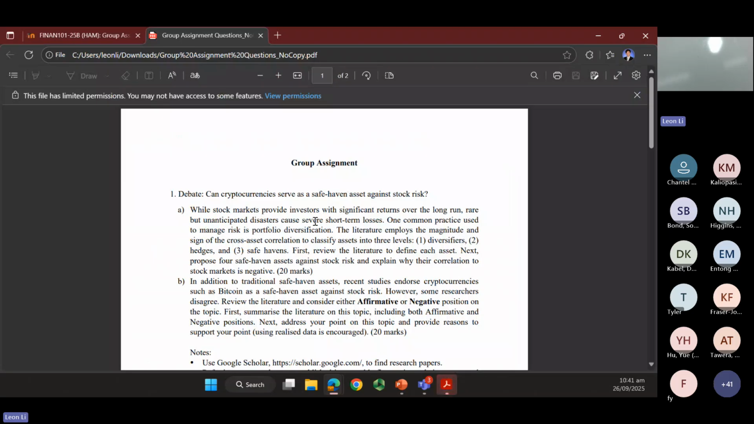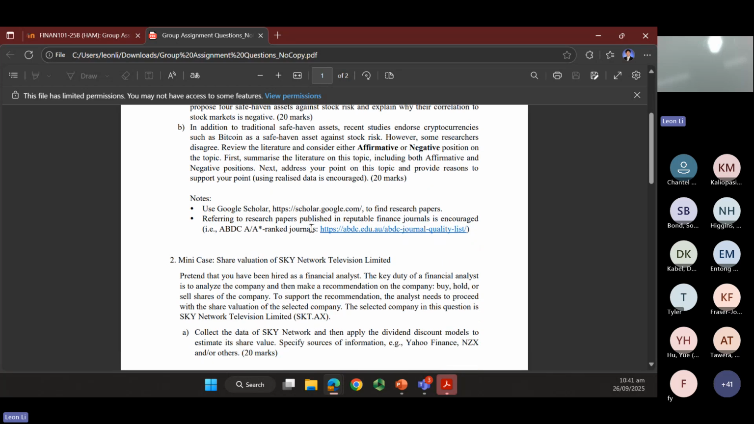So let me show you our assignment questions. Right. So you can see our first question is a debate. Can cryptocurrency serve as a safe haven asset against stock? It's related to the tutorial and diversification in chapter 7. So this question is related to chapter 7. My expectation is students can review the literature, review some research papers to answer this question.